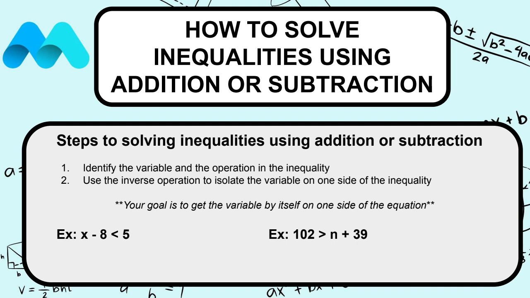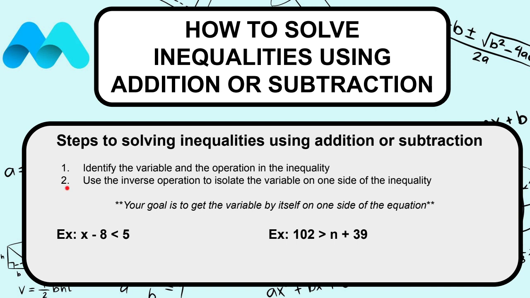But let's get back to step one. Step one is to identify the variable and the operation in the inequality. Let's look at the first example here at the bottom, which is x minus 8 is less than 5. We are going to identify the variable first, and the variable here is x, and then the operation, which is subtraction. That's important because first, your goal is to get the variable by itself on one side of the equation. So we need to do that step in order to reach this goal.